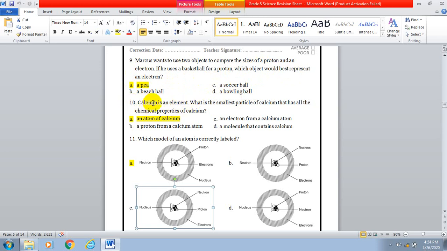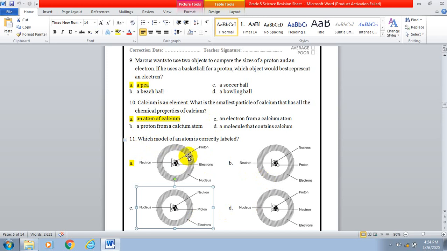For the 10th option, calcium is an atom, denoted by Ca. Remember, calcium. What is the smallest particle of calcium that has all the chemical properties of calcium? Of course, the atom. The smallest particle of every metal, of every substance, we call it what? An atom, of course. Not electrons, molecules, or protons.